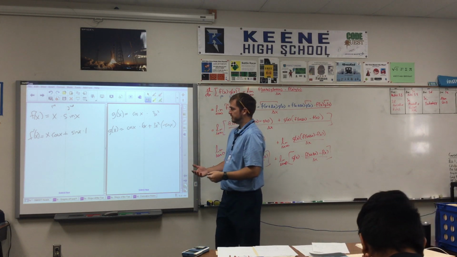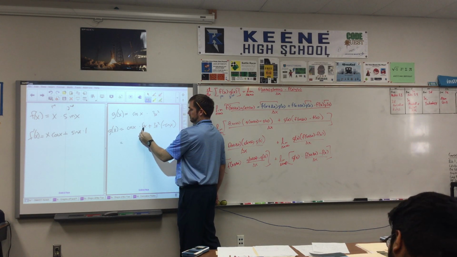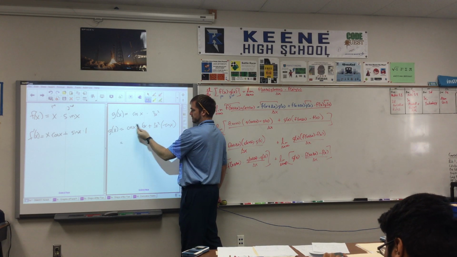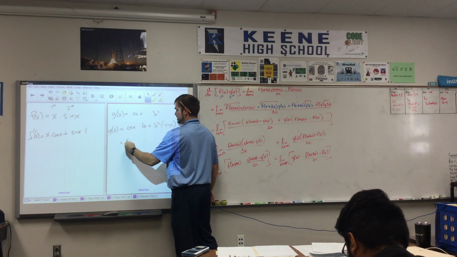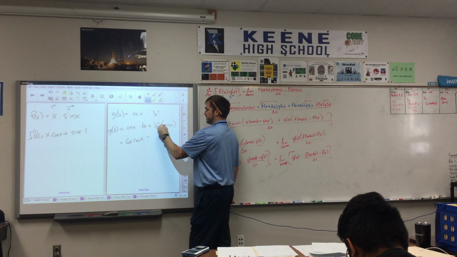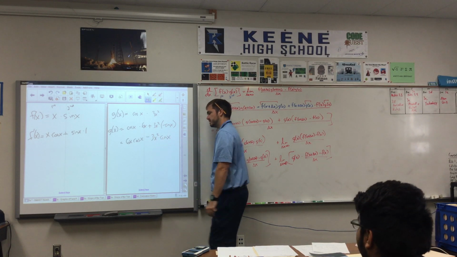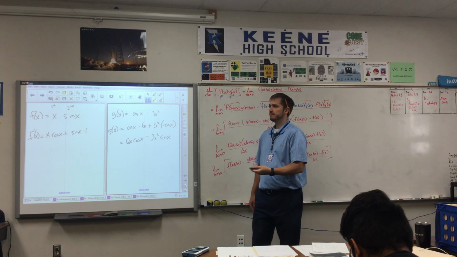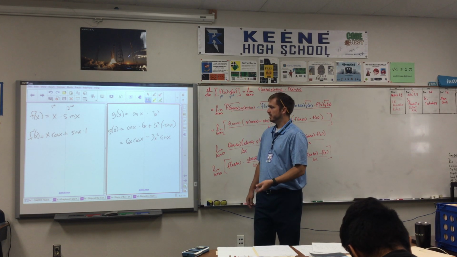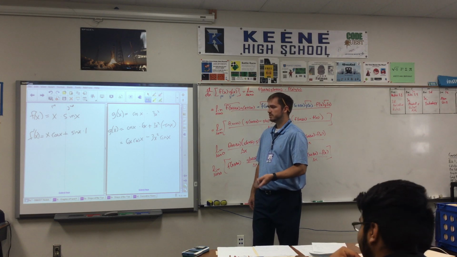Normally when it comes to trig functions and things like that, we put the numbers and constants and variables first. So we would say 6x cosine x minus 3x squared sine x. All right, are you happy? First times the derivative of the second plus the second times the derivative of the first.